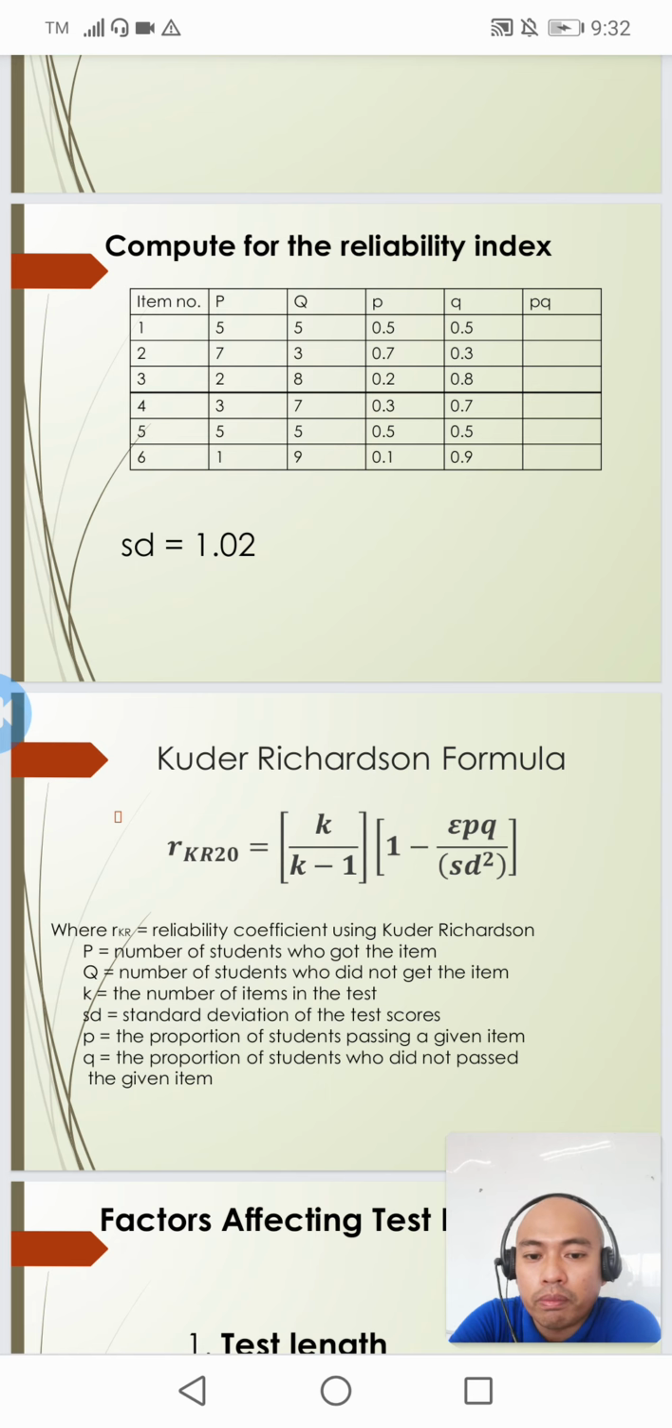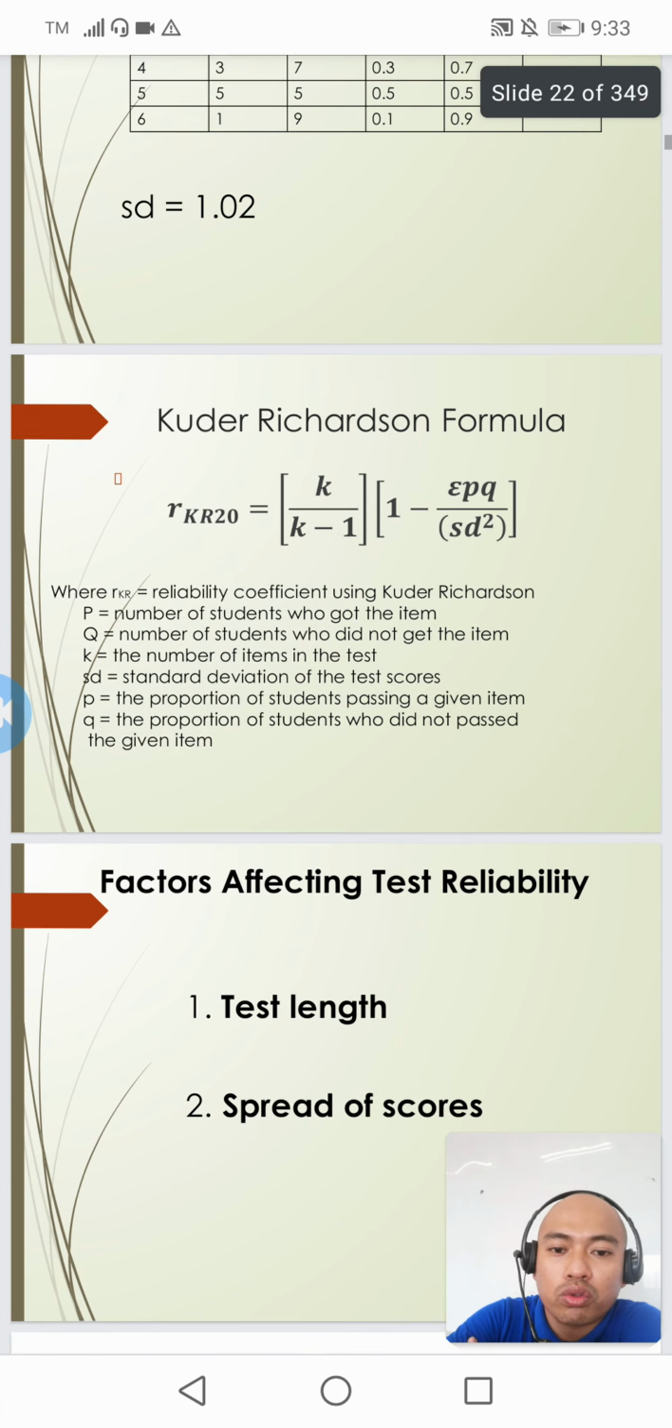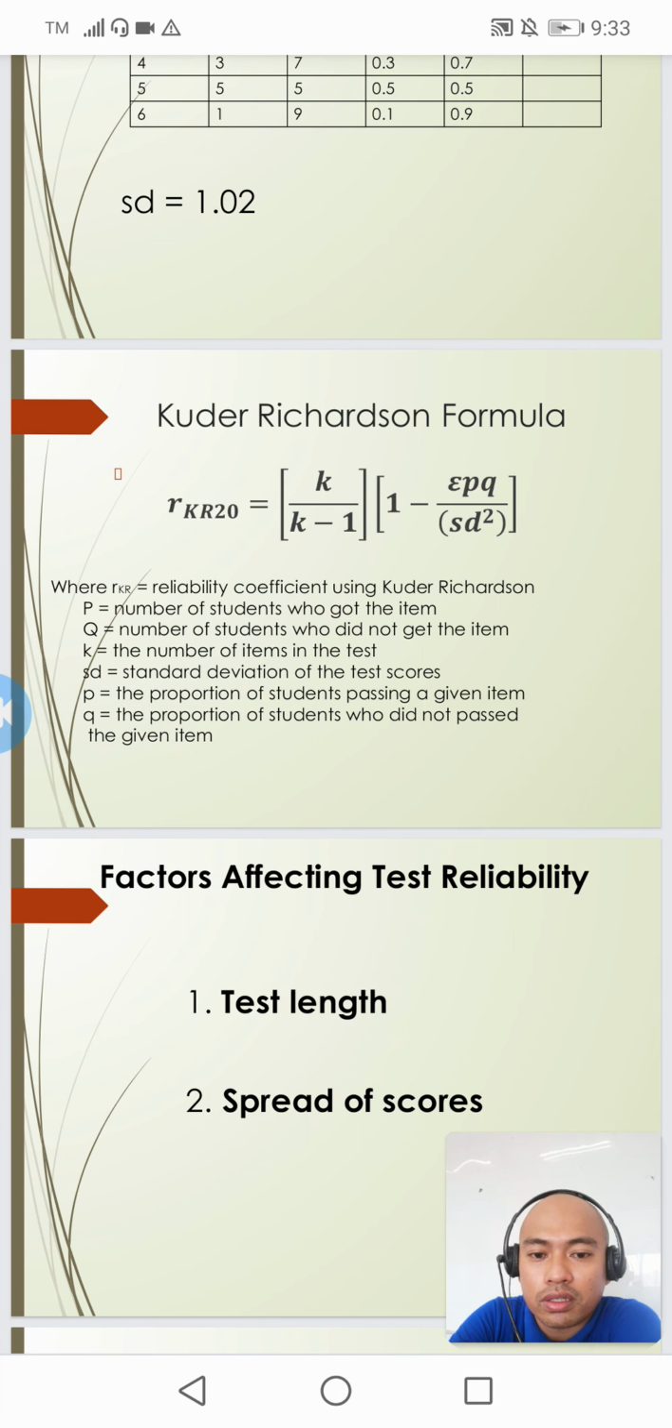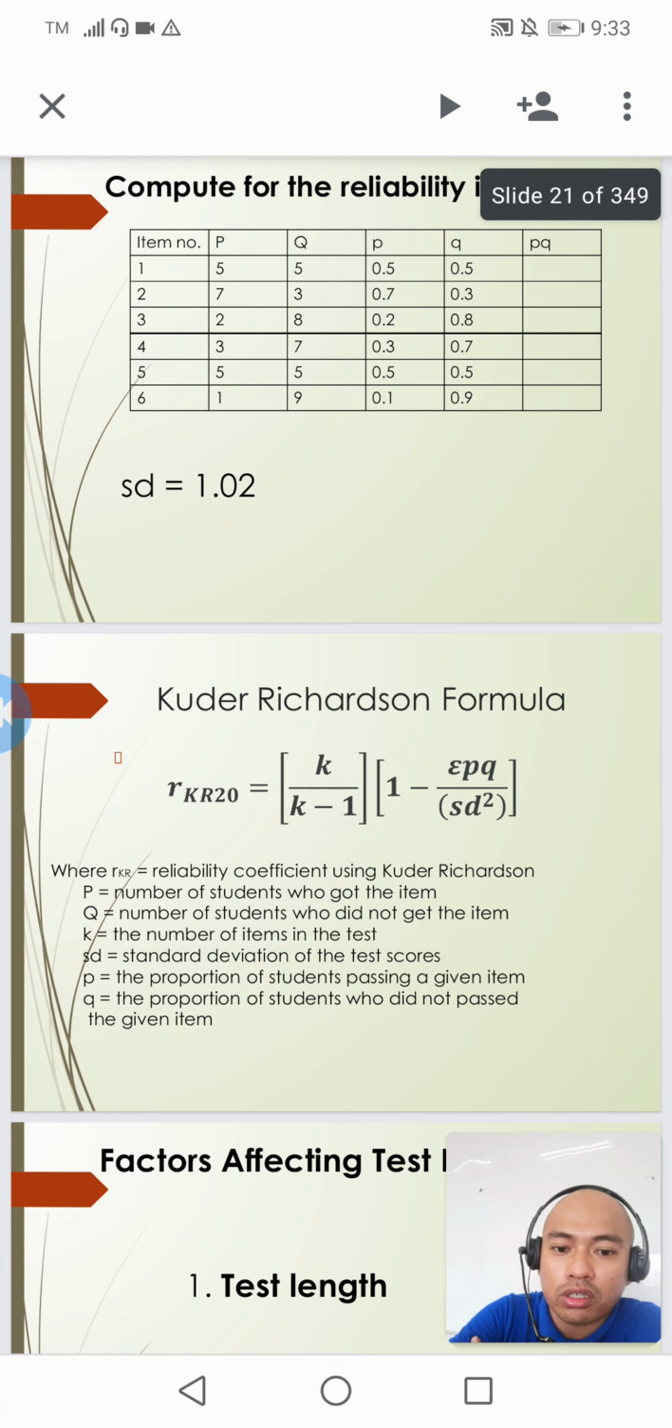Okay, so may I again end this video presentation. This is your second video presentation for today's meeting. So please wait for my third video talking about factors affecting the test reliability of an instrument. Okay, so this will be my next discussion in my next video.